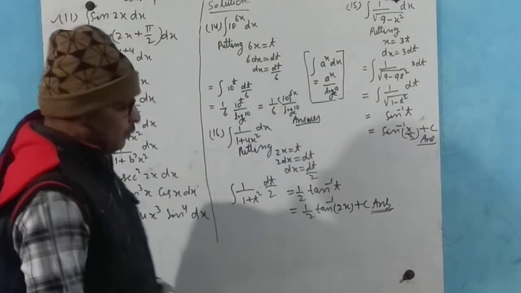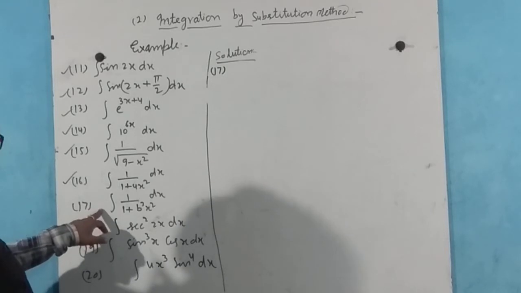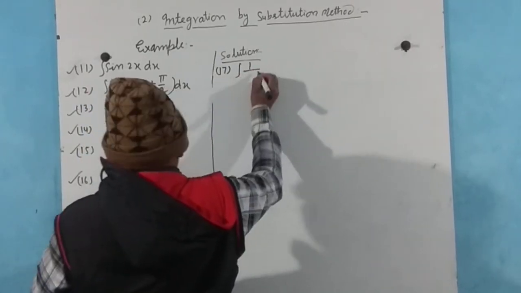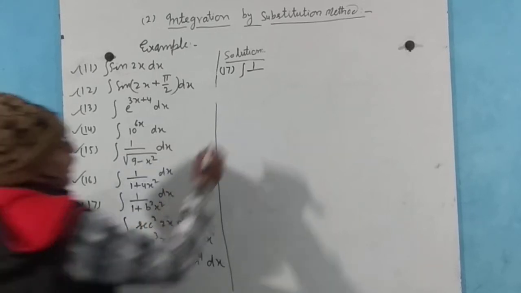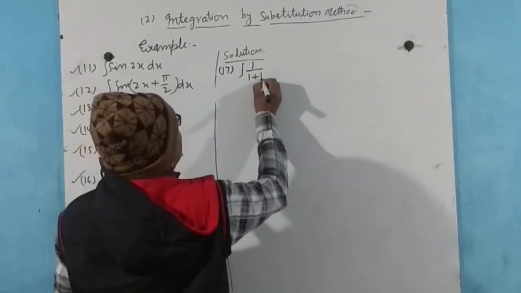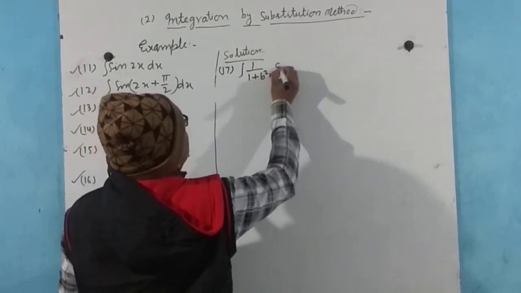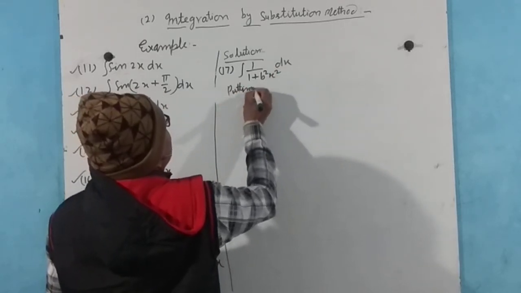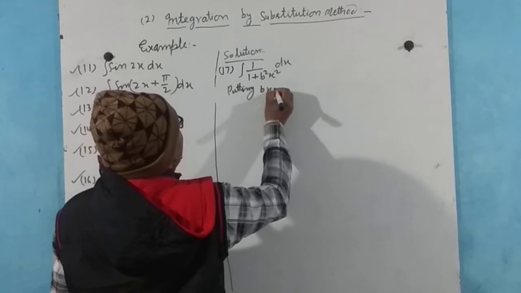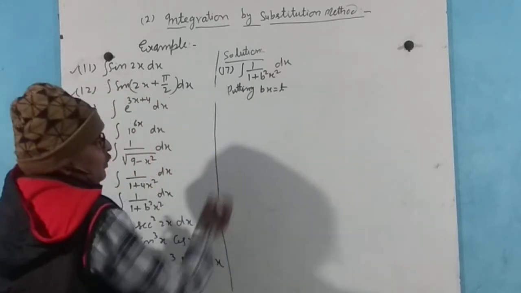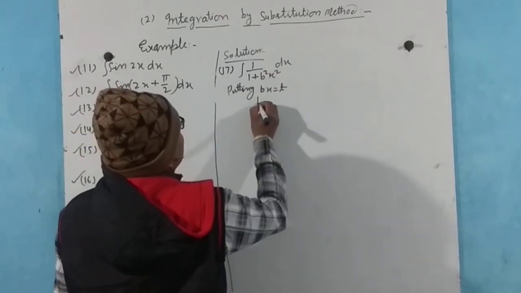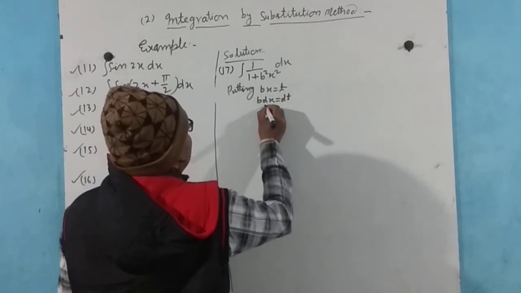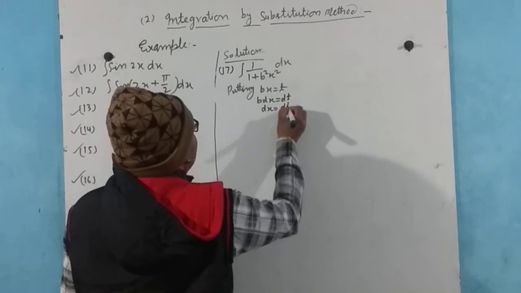Now number 17, integration of 1 by 1 plus b square x square dx. In this case, putting bx equal to t, so that b dx equal to dt. It means that dx equal to dt by b.